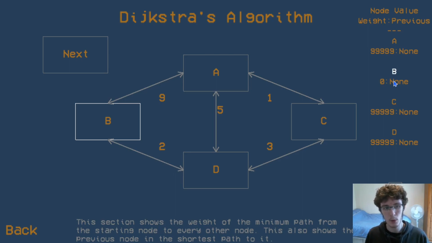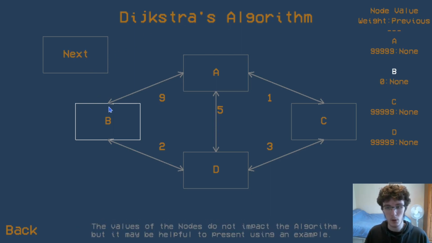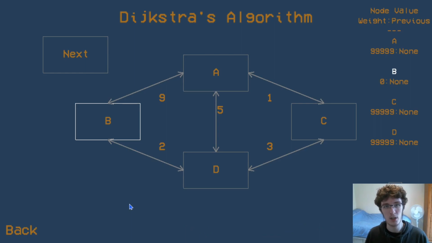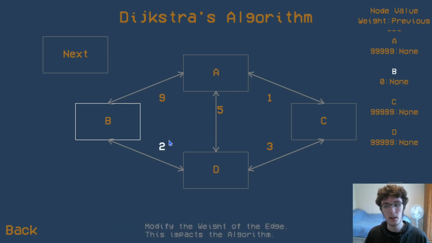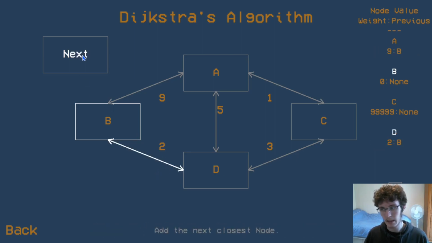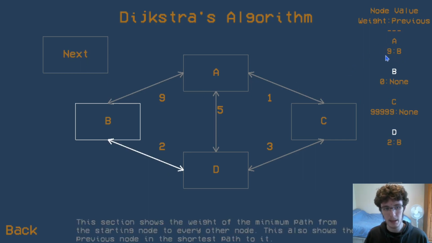So now that we've visited B, we have some edges to look at. We need to look at all of the edges from B to the nodes that we haven't yet visited. So in this sense, it's a little bit like Prim's algorithm so far. We've got an edge from B to A with a weight of 9, and we've got an edge from B to D with a weight of 2. If I press next again, you can see that these values are going to update.